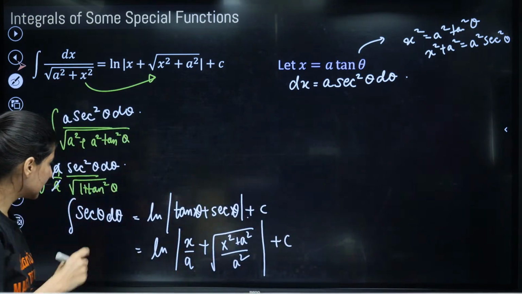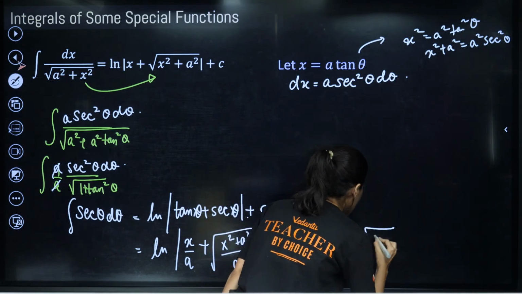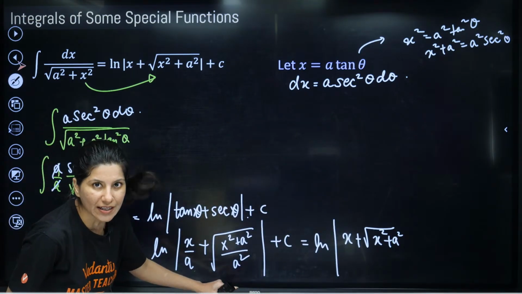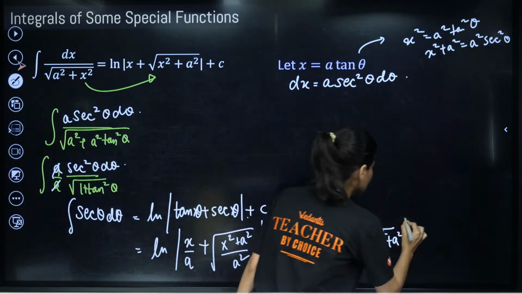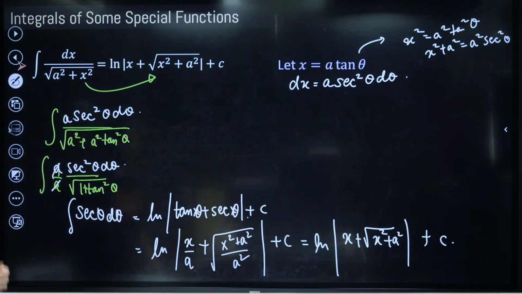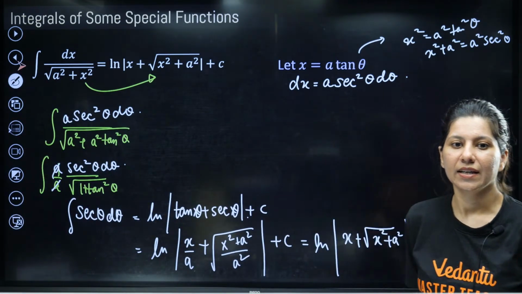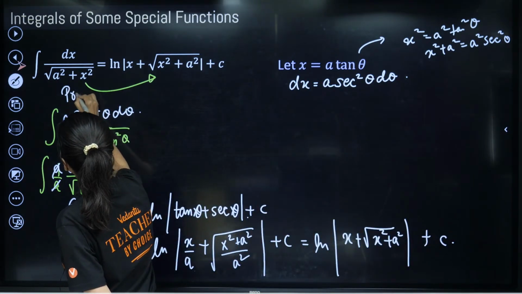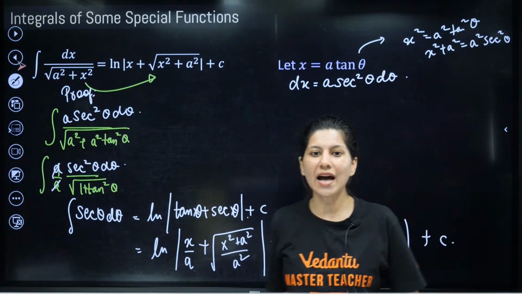Correct? Now can I write it this way: log of mod of x plus square root of x square plus a square, whole upon a. Root a square is a, so a is the common denominator. So this is going to be minus log a, which will be adjusted in this constant. So finally it is log of mod of x plus square root of x square plus a square. This is how it is done. So this is a proof, but all you have to remember is not the whole proof, but the substitution, number 1, and the formula.